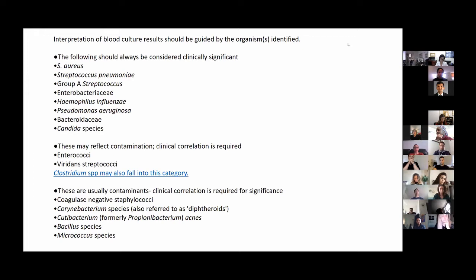So coag-negative staph, carini, and Cutibacterium, which used to be Propionibacterium, is almost always a contaminant in the blood, but in shoulder surgery may be real. But we're talking bacteremia. So in general, these latter are almost always contaminants. So next slide.